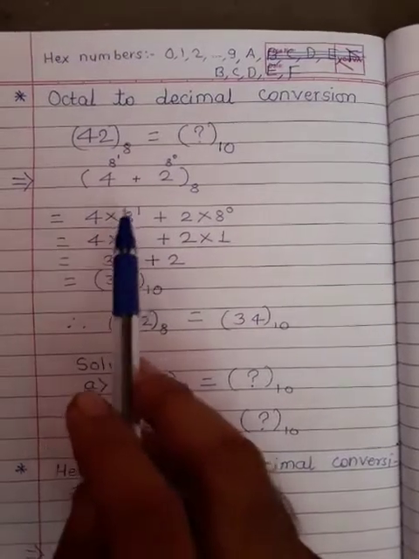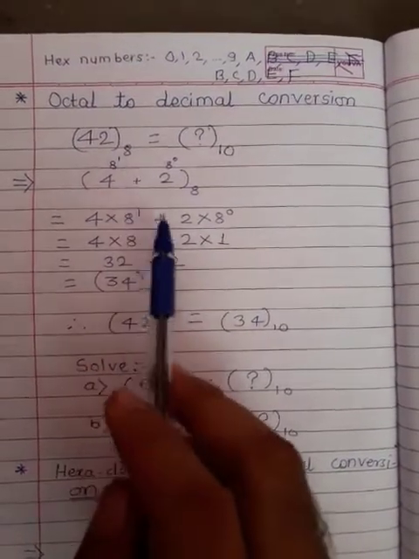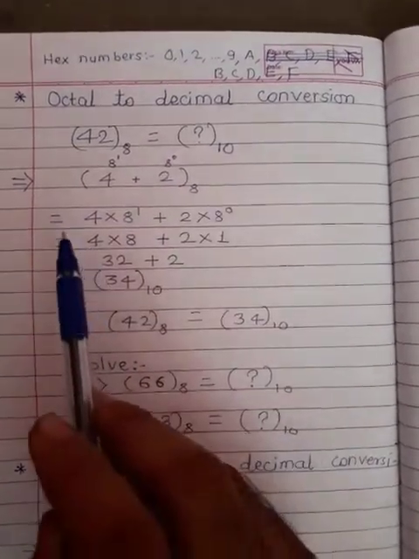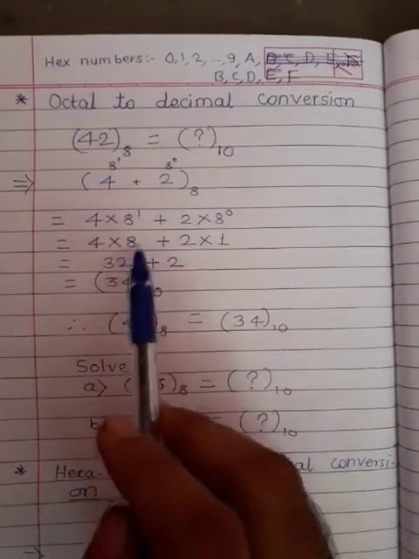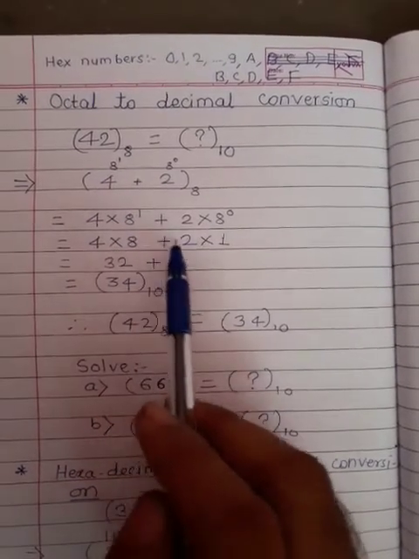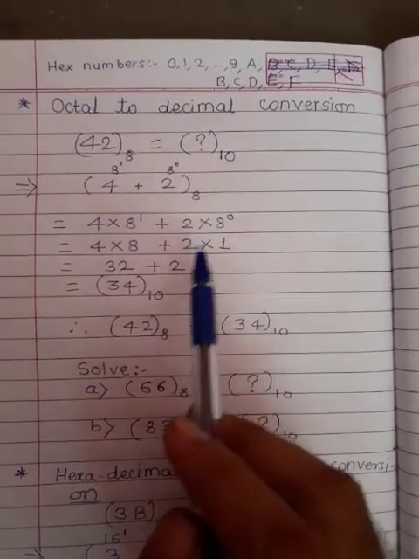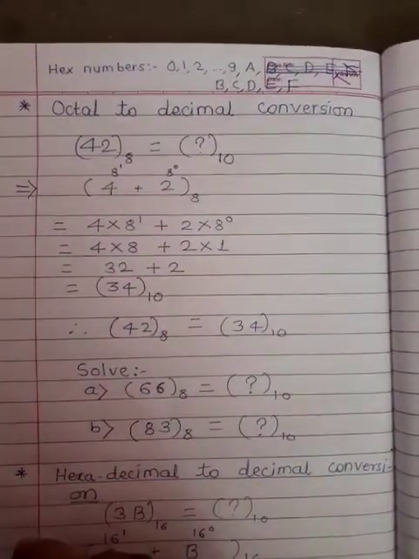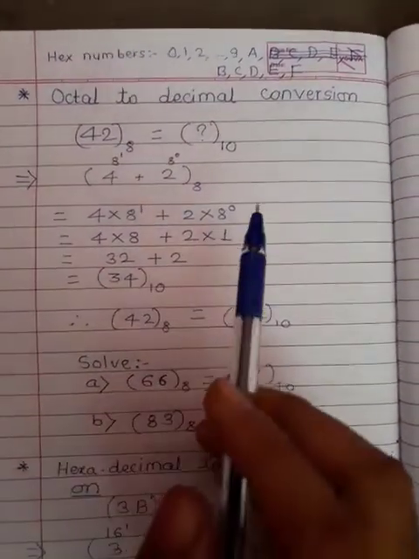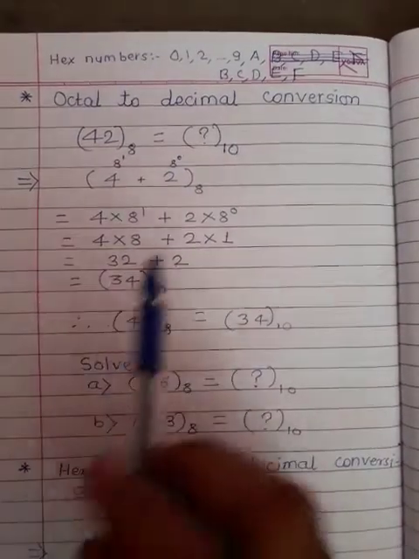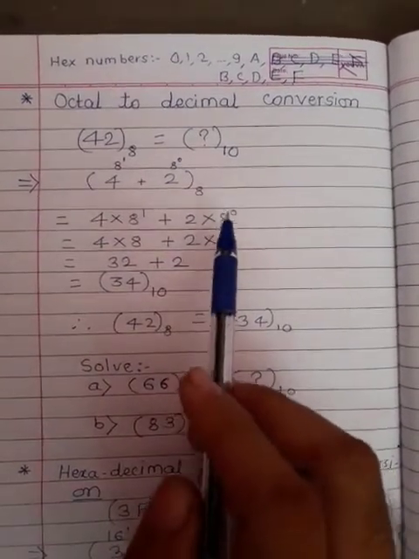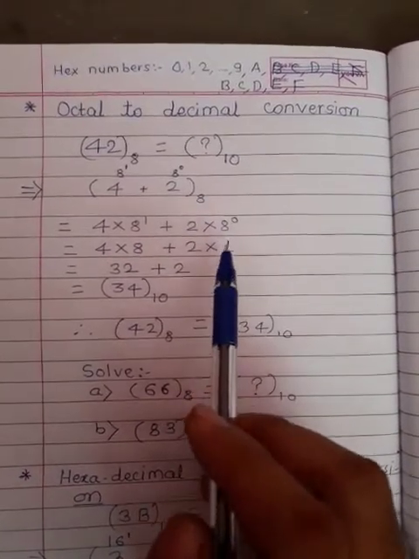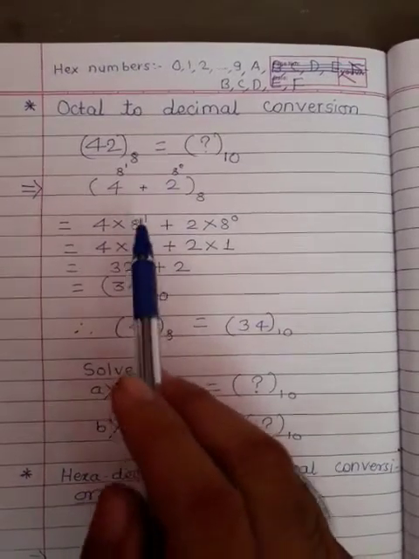So 4 multiplied by 8 power 1 plus, as it is, 2 multiplied by 8 power 0. 8 power 1 is 8, that is why 4 multiplied by 8 plus sign as it is 2 multiplied by 8 power 0 is 1. Students, remember that if the power is 0, then the answer is 1. The number can be anything. You can write 8, 9, 10, anything raised to 0. Anything power 0 is 1.